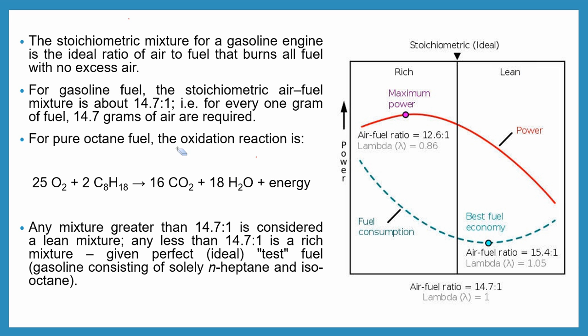For gasoline fuel, the stoichiometric air fuel ratio is 14.7, which we find from this oxidation equation. Here is the equation: 25 O2 and 2 C8H18 combine, and when burned, they provide 16 carbon dioxide and 18 H2O water vapor with some energy. So this is the basic chemical reaction of the air and fuel mixture. This is the basic concept of the air fuel mixture.